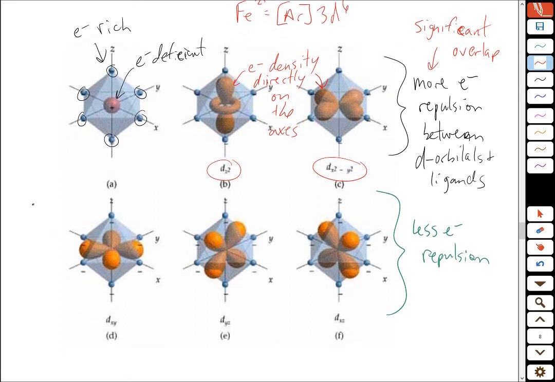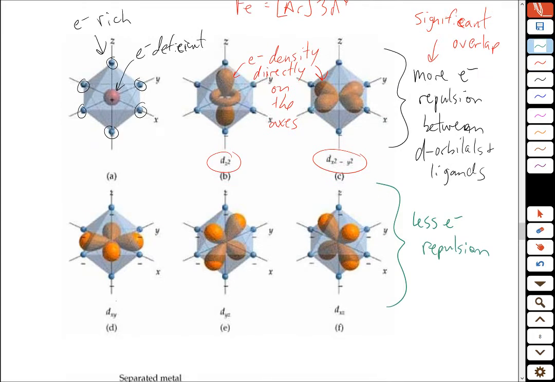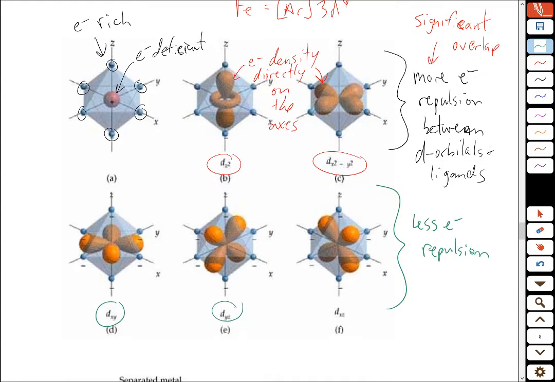The other 3 d orbitals, the dxy, the dyz, and the dxz, have the electron density between the axes. And because the electron density is between the axes, there is less overlap between the d orbitals and the ligand electron density.